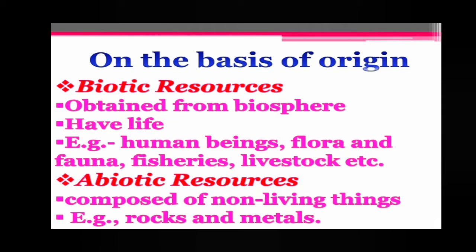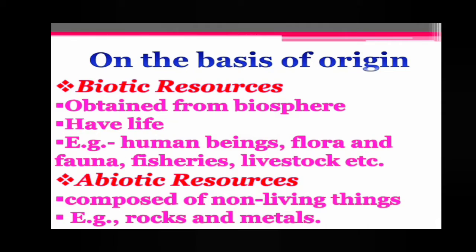Now come to the next, abiotic. Abiotic means non-living things, no life, and these originate from which spheres? That is atmosphere, hydrosphere and lithosphere. Who are they? Rocks. Rocks originate from which place? That is lithosphere. Metals are also from lithosphere. So this is the difference between biotic and abiotic. Biotic means have life, abiotic means do not have life.